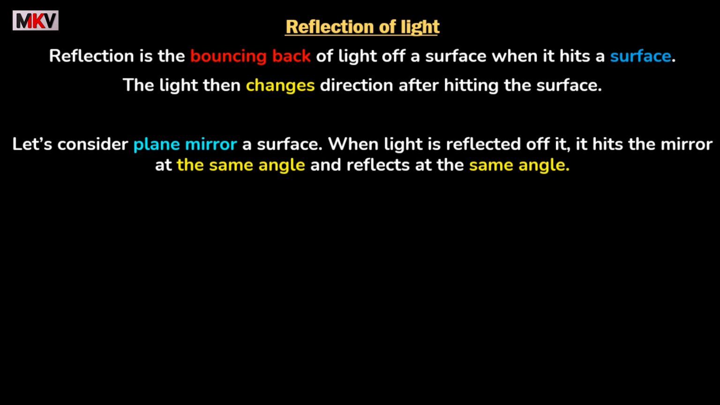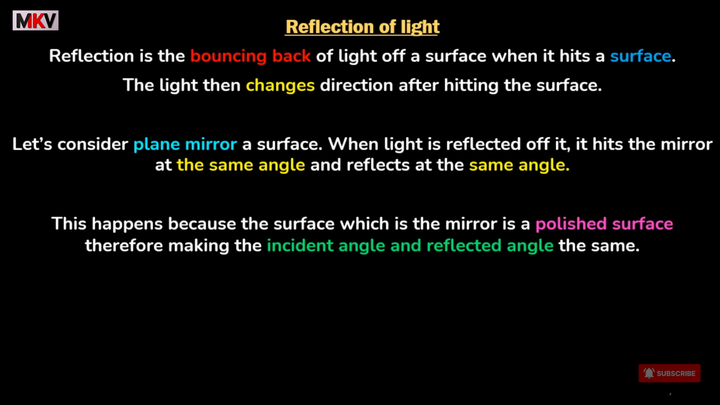So this gives us some principles or rules by which reflection takes place. Now this happens when the surface, which is the mirror, is a polished surface, therefore making the incident angle and the reflected angle the same. So when the surface is polished, it is smooth. The angle at which the light is hitting the mirror or the surface will be the same as the angle at which it is reflecting.